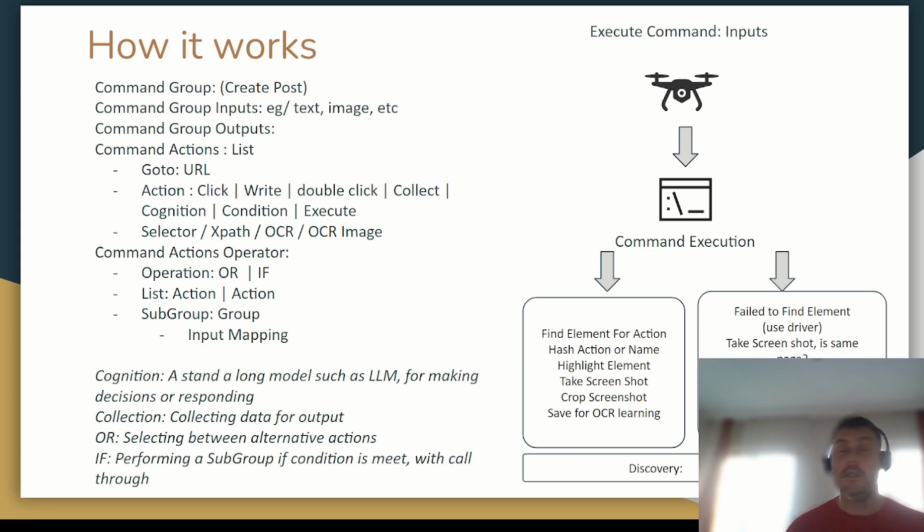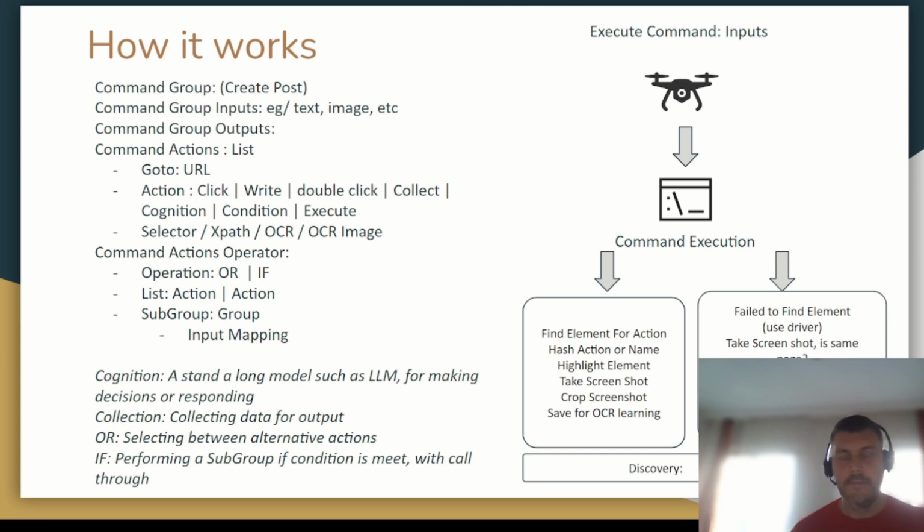Collection, this is the ability to collect information. The OR, I think we talked about, is alternate actions if we're doing subgroups. So on the right, we can see that we have our agent, our command execution, and this is broken down into two paths. Our first path is our follow the instruction commands. So we find an element to do an action.